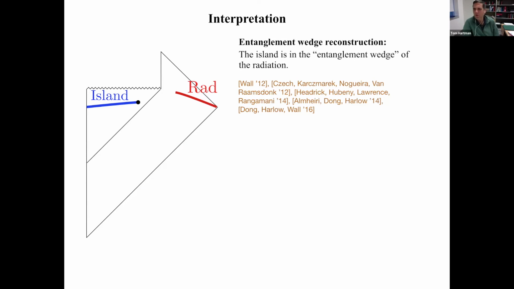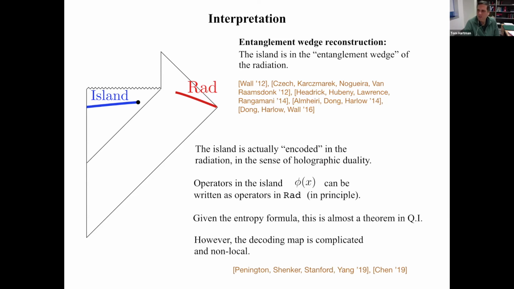I've described this as a formula for the entropy, but it also has an interesting interpretation, something called entanglement wedge reconstruction that comes from the AdS/CFT correspondence. The idea is that the island, this region that appears inside the black hole, is actually encoded in the radiation in a sense that's similar to holographic duality.